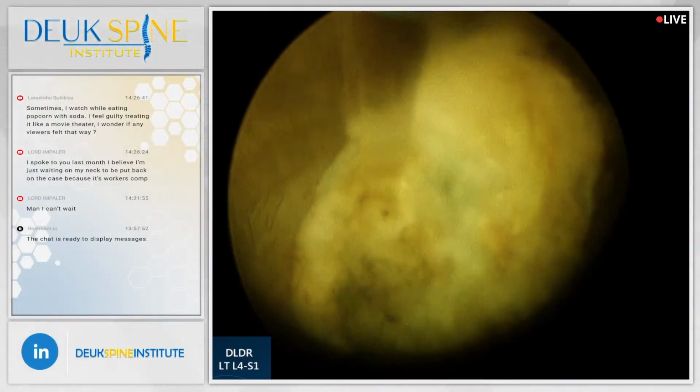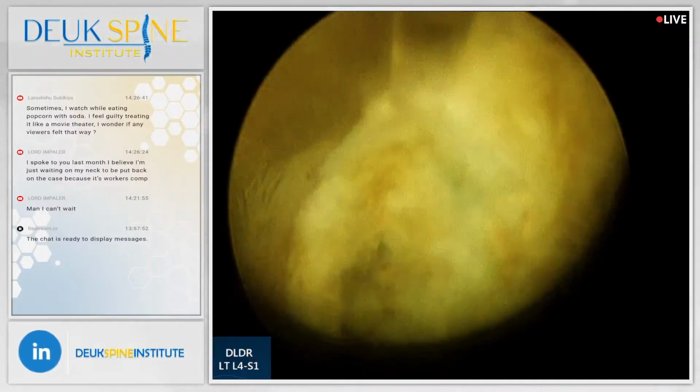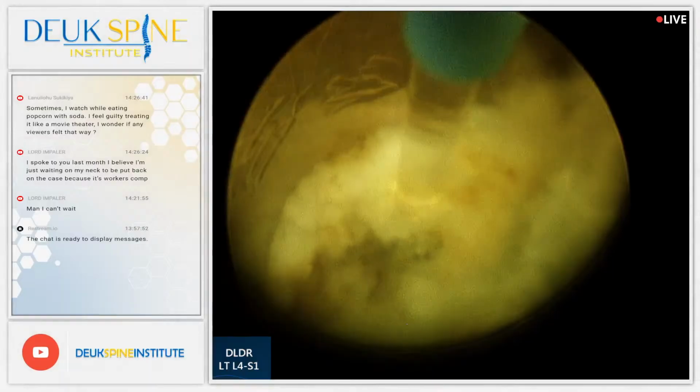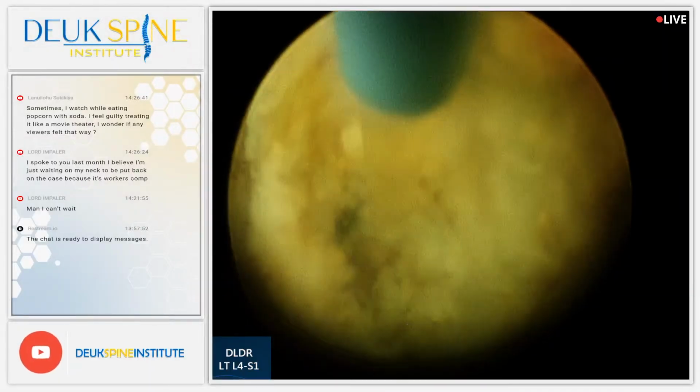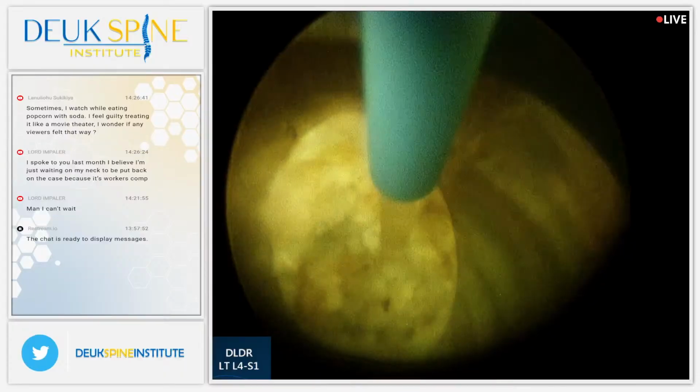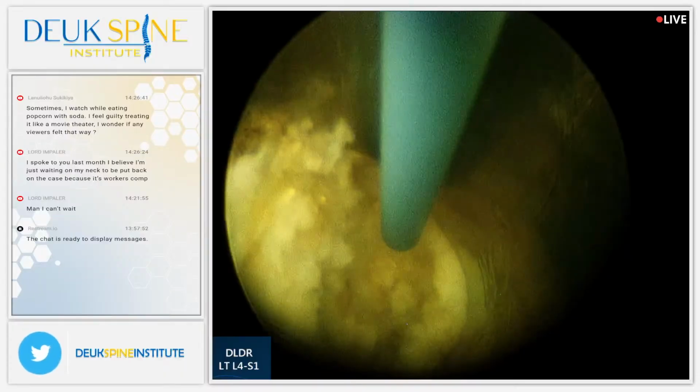Well, folks, we're working here at L5-S1. You can see the pink right there. That's granulation tissue from chronic inflammation. That is where the pain fibers are. And we're going to continue to remove this herniation right out of the tear.